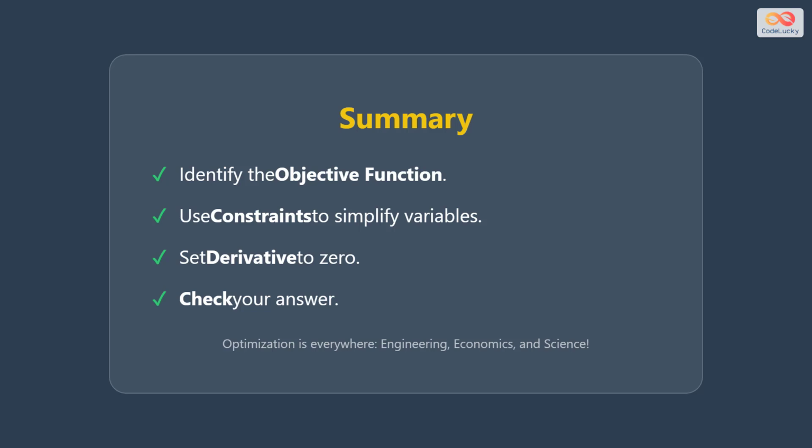To wrap up, remember these steps. Identify your objective function, use constraints to simplify the math, set the derivative to 0 to find critical points, and always verify your answer. With these tools, you are ready to tackle any optimization problem.